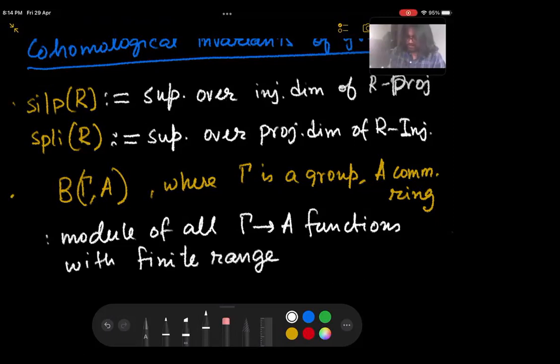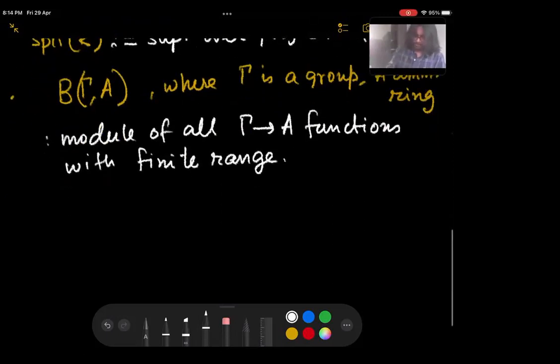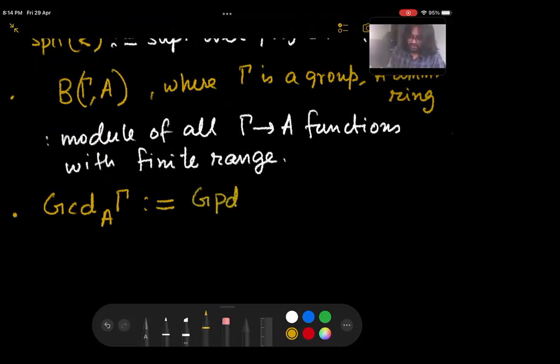Again, you will see why this is useful. Number three is this thing called the Gorenstein cohomological dimension of a group gamma with respect to a commutative ring A. So what is this? Well, just like we define the normal cohomological dimension as the projective dimension of the trivial module, here I will be defining this as the Gorenstein projective dimension of the trivial module A.